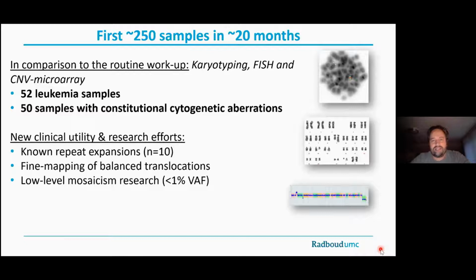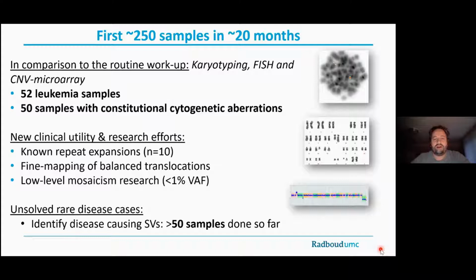What we have done since then are new studies. For example, we looked at several samples with known repeat expansions. We fine-mapped cases with balanced translocations. And we also have several lines of research where we're interested in very low-level mosaicism for structural variants. And again, optical mapping is a very suitable tool for that. But the main focus of today's talk will be some of our unsolved rare disease research cases. And I'll guide you through some of that work in the remainder of the talk.